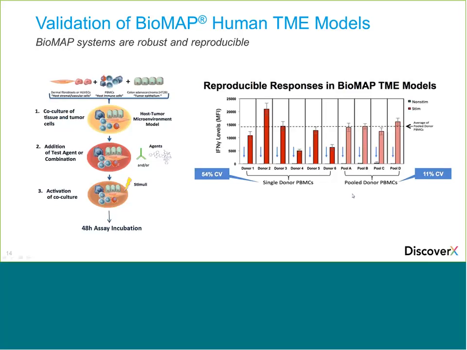What's immediately apparent with this graph is that the robustness and the reproducibility of the system with PBMCs that have been pooled from multiple donors is much higher than what we can observe with the systems that use single individual donor PBMCs. So this is one of the major reasons why we decided to work with pooled PBMCs, to increase the reproducibility of our system and minimize the contribution of individual donors in this system.